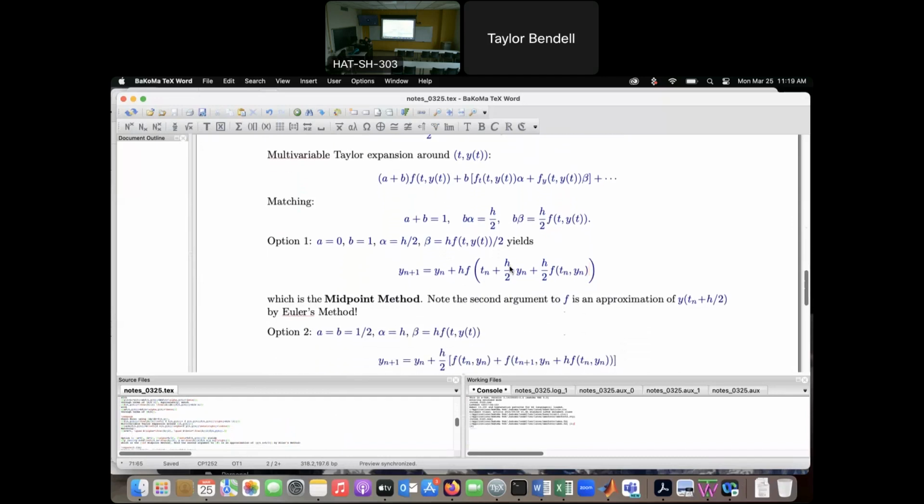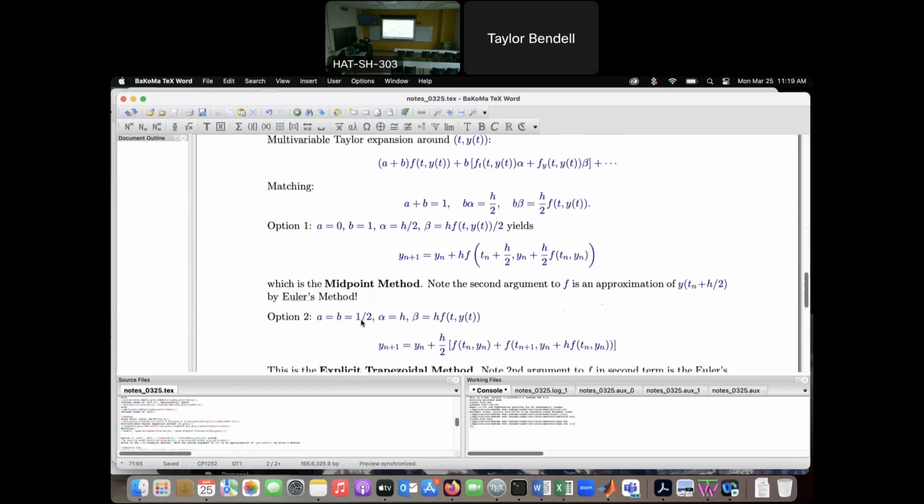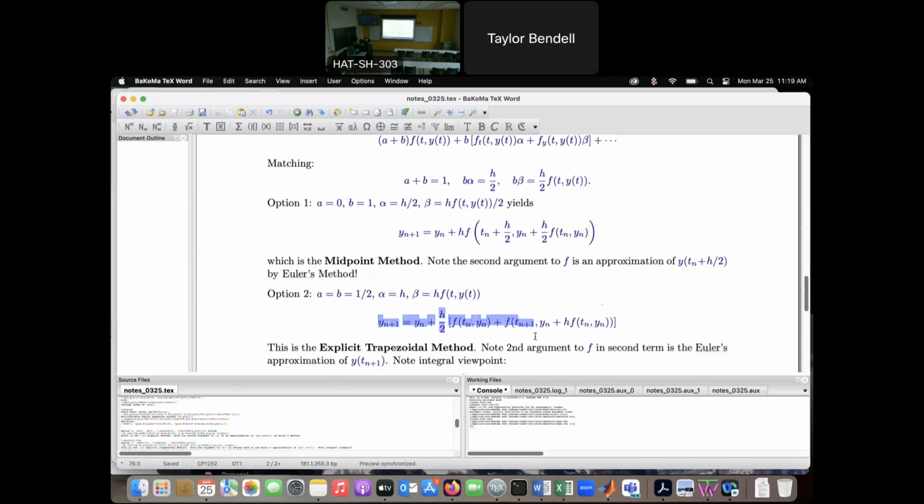Option number 2: I set a and b both equal to 1/2. And that would require that alpha equals h, and then beta is equal to h times f. So now I have this method. This is called the explicit trapezoidal method.